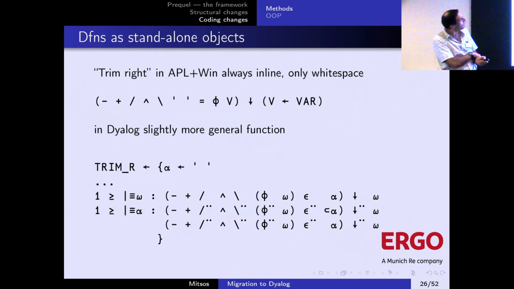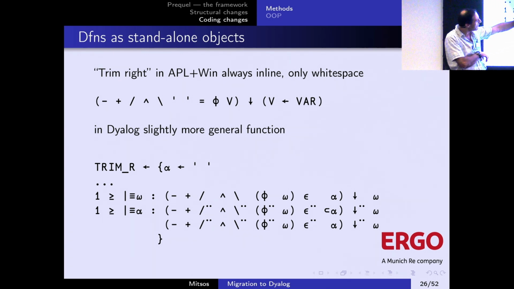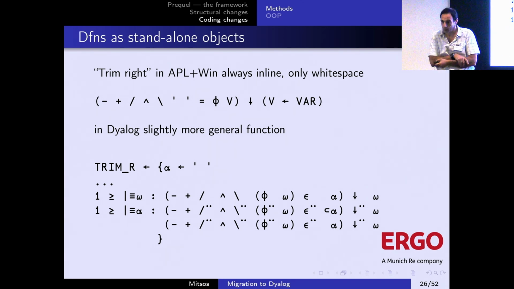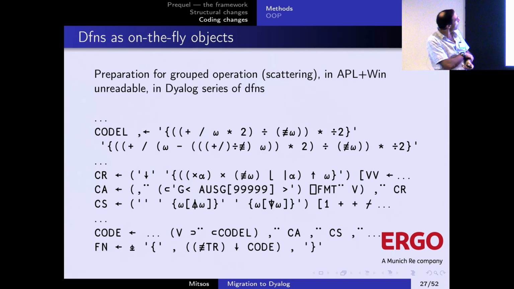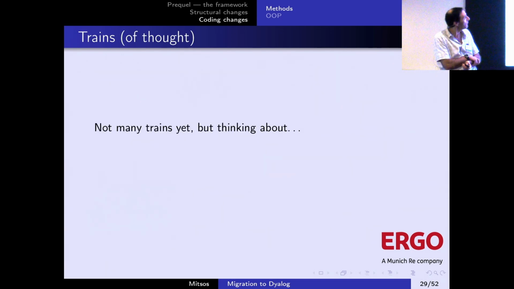I also started using them inline. For example, this was typically a trim algorithm that was used at 1,000 places in APL+Win. In Dyalog, it has become a base utility with some additional options and is a Dfn. Or this is the build-up of a nested Dfn as a preparation for grouped operations. Or this one is a code that will check GUI input and see if the data type is right. Those are inline or on-the-fly Dfns I started to use.